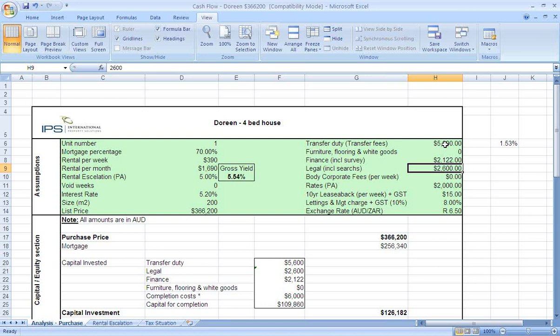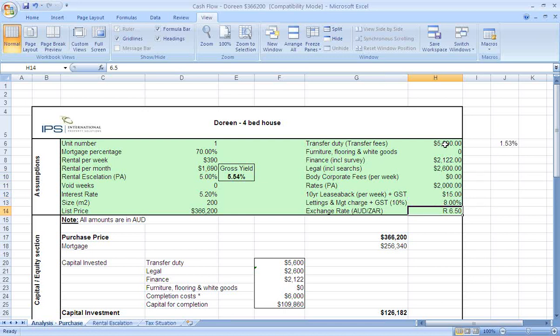And if he doesn't do anything in terms of the due diligence and something turns up, you can actually sue him later down the line. So you're very protected through the process. There's no body corporate fees because you own the property outright. You've got your rates and taxes. You've got your 10-year lease back at $15 a week. You've got your lettings and management charge at 8%.